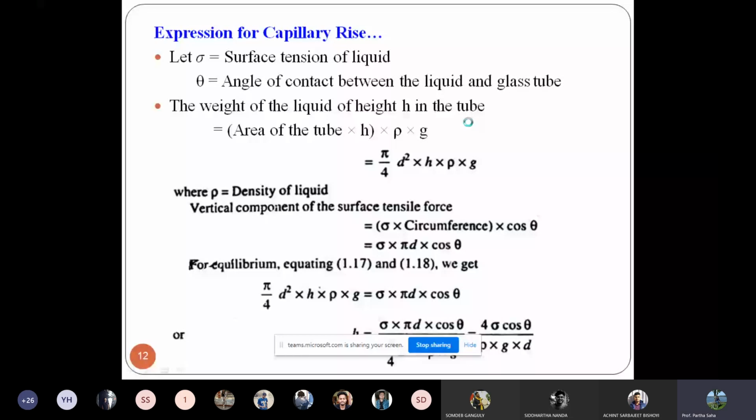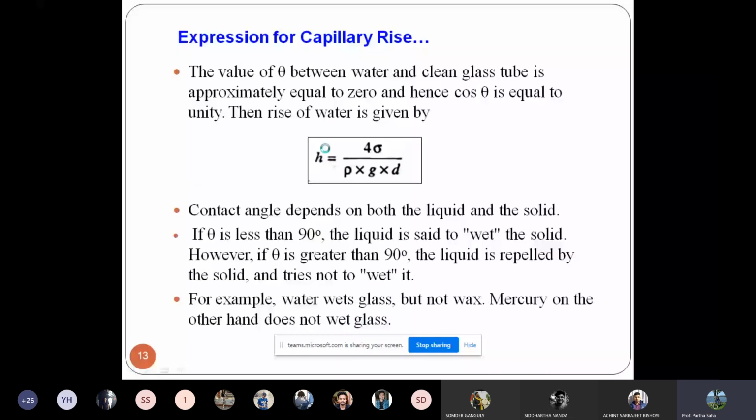If I equate these two expressions in equilibrium, the expression for h will be 4 sigma cos theta by rho g d. In the next slide you can see the height of the liquid is h equals 4 sigma cos theta by rho g d. What does this tell us? It tells a lot of things. If rho is low, like if the density of the liquid is less than water, the rise will be higher, because h is inversely proportional to rho.